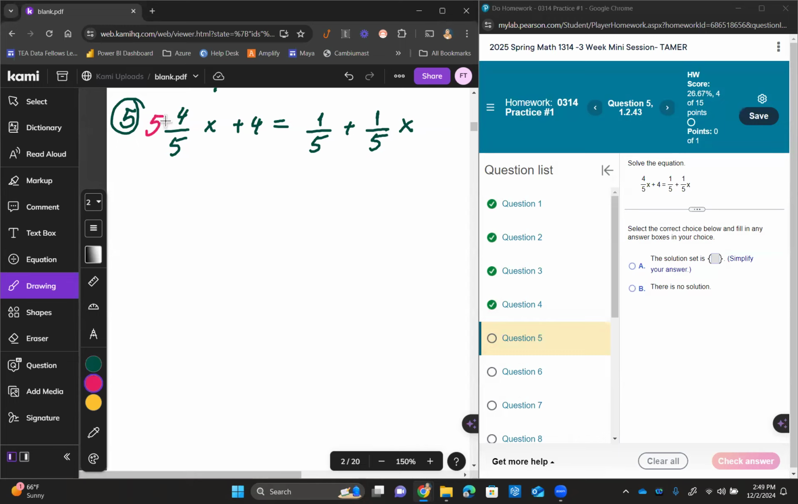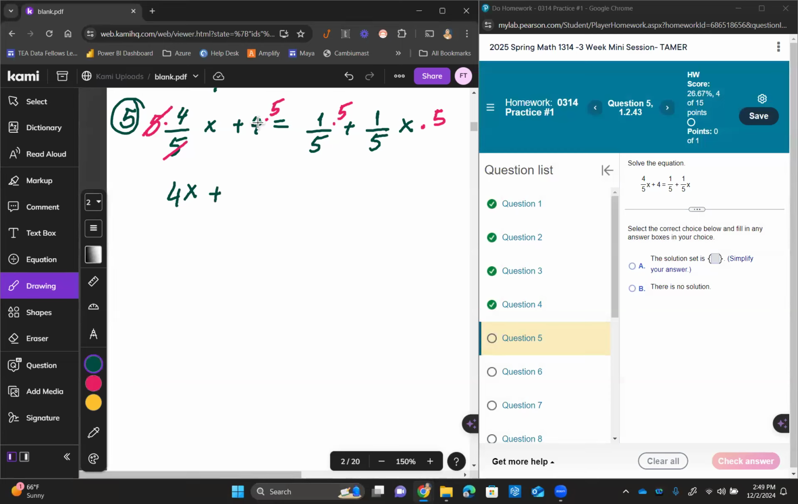So this will be multiplied by 5. 4 will be multiplied by 5. 1 over 5 will be multiplied by 5. And 1 over 5x will be multiplied by 5. The advantage of doing this is now the top 5 always cancels the bottom 5. So this one just becomes 4x, no more denominator.